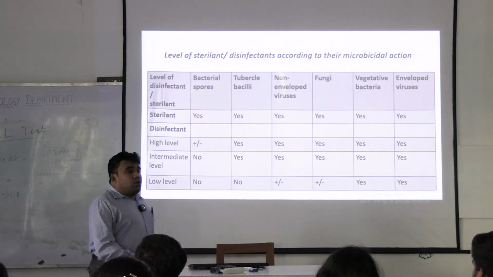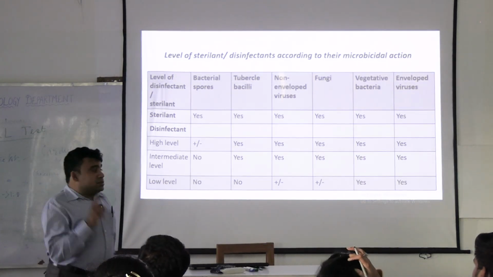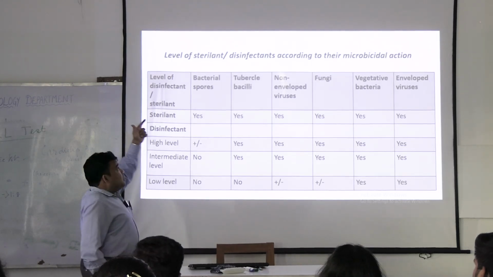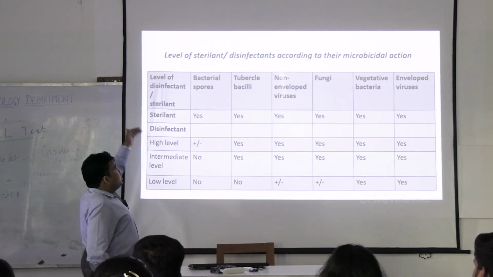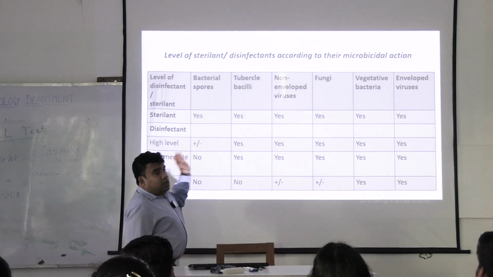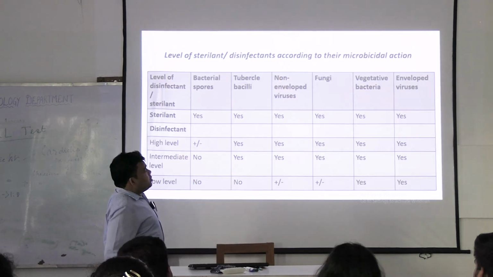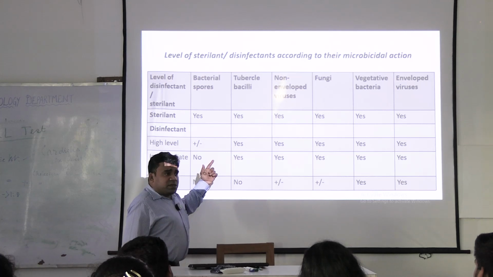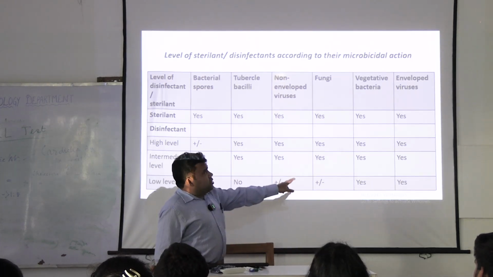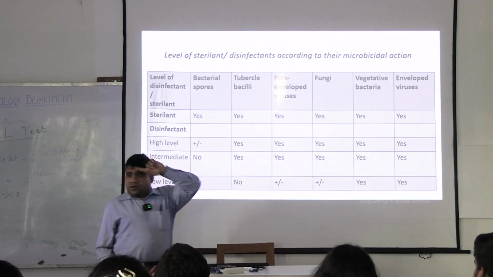Now, if we compile all this information in one table, this is the table you will see. On the left hand side, you can see the levels of activity, whether sterilant or disinfectant. On the right hand side, you can see the action of these on various types of organisms. Most resistant are the bacterial spores, then come the tubercle bacilli, then the non-enveloped viruses, fungi, vegetative bacteria, and finally enveloped viruses. Enveloped virus means the virus has an envelope.